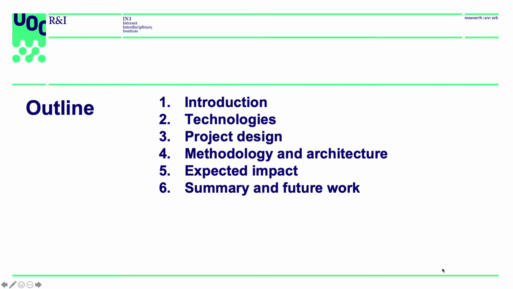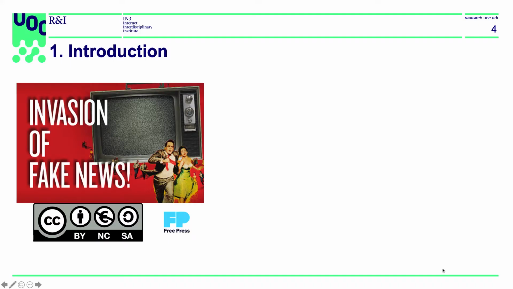The outline of the presentation is the following. I will start with an introduction. After that, I will provide a brief overview of the technologies that will be used in the DISSIMILAR project. Then I will present the project design. After that, I will introduce the methodology and architecture of the proposed system. Then I will provide a brief overview of the expected impact of the project, and I will conclude with a summary and the future work for the DISSIMILAR project.